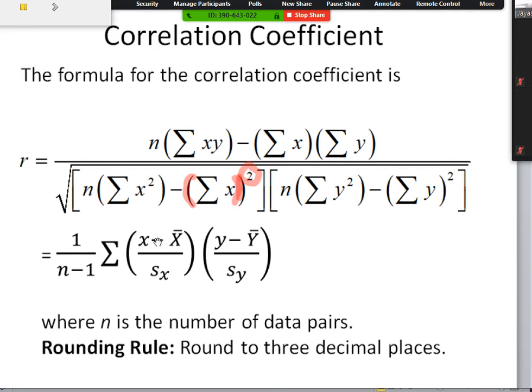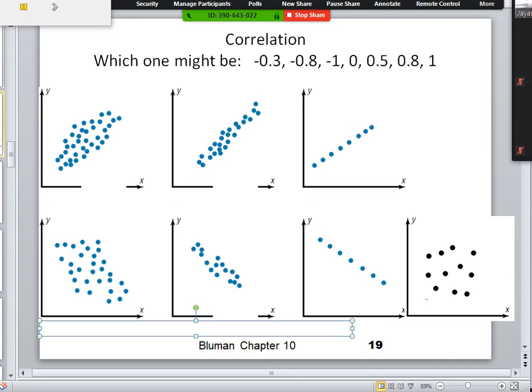this is just the z-score. You take an x value minus the mean, divided by the standard deviation. So this is just a z-score for each x. So I'll find one.